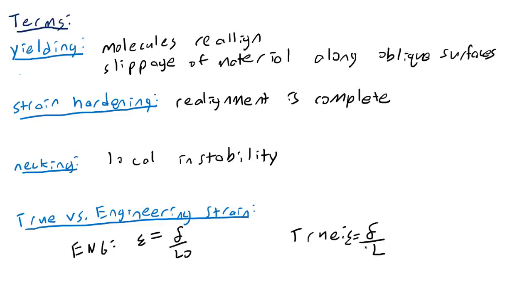Epsilon equals delta over L. But what's the difference? Well, let's see. This would be the true versus engineering. How do we distinguish this? What is the difference between L and L naught, essentially? Well, I would say the difference is L naught is what we actually measure. That is something we can actually physically measure.